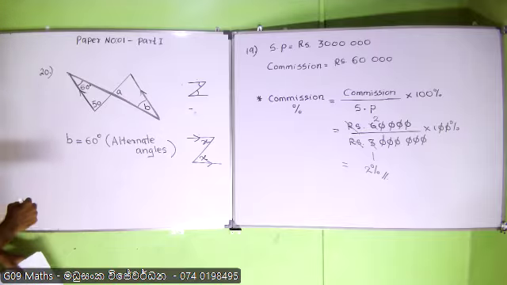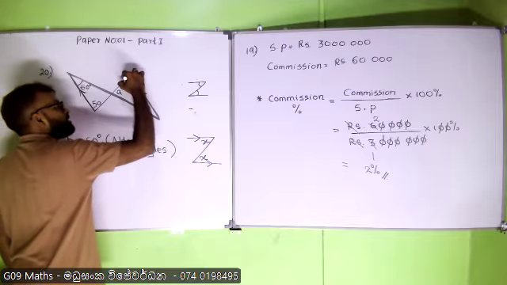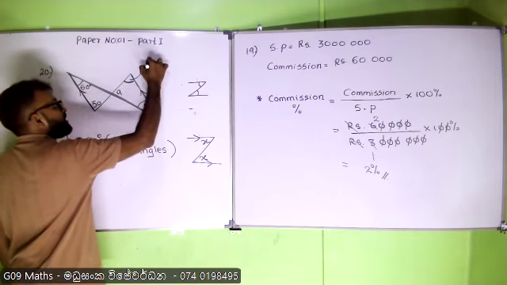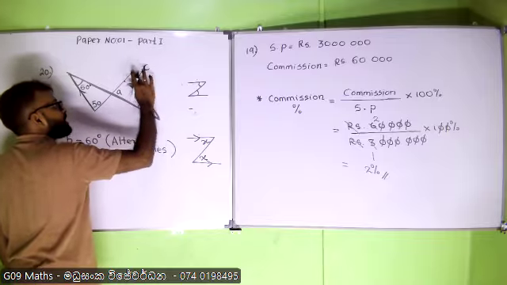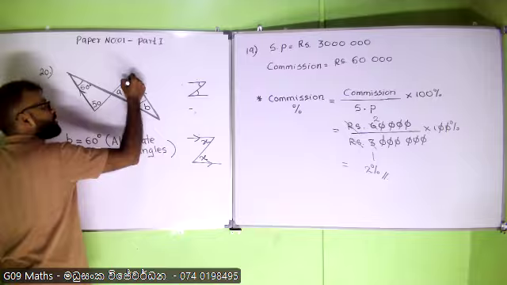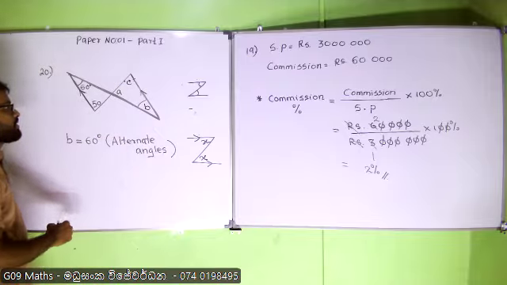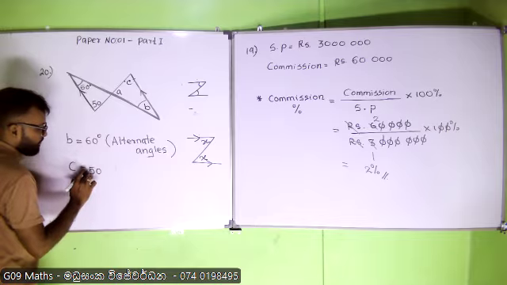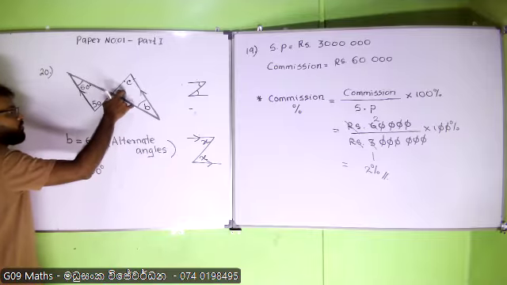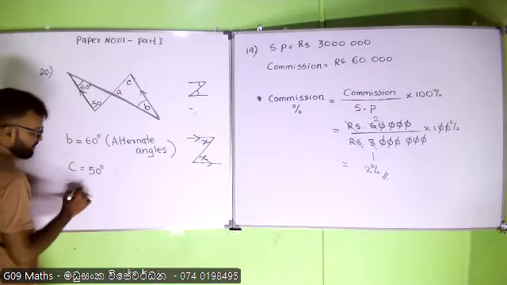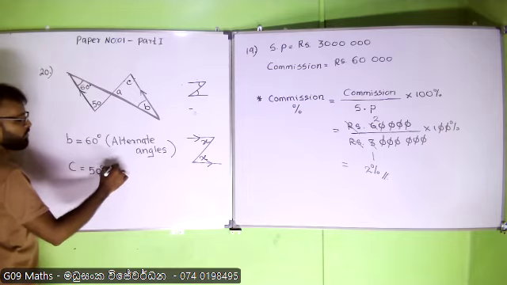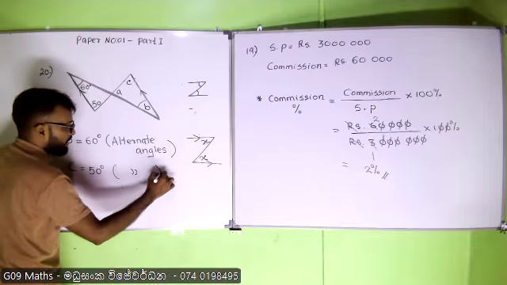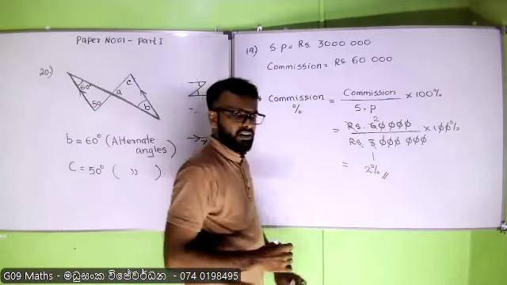Likewise, you can tell me the answer for this one. If this angle is, let's say, C, what is the magnitude of C? 50. C is equal to 50. Same reason, alternate angles.